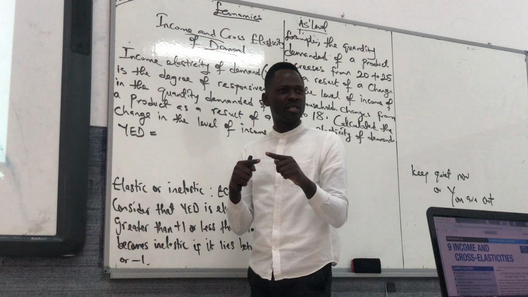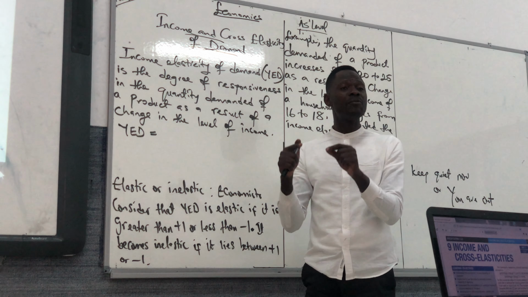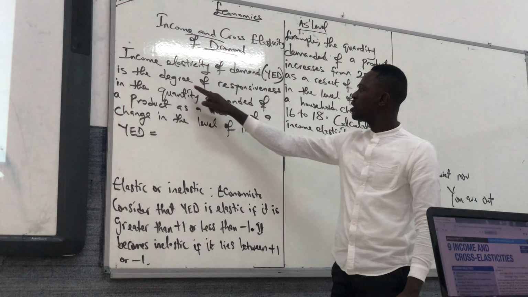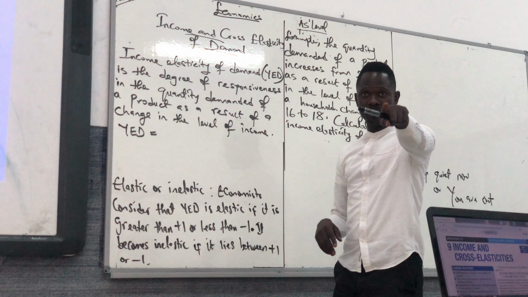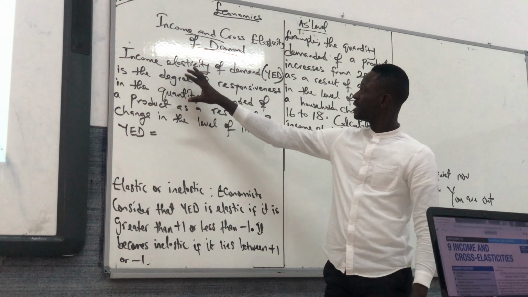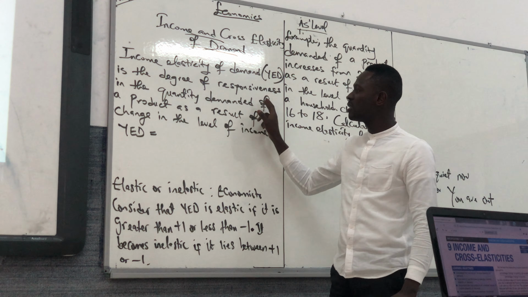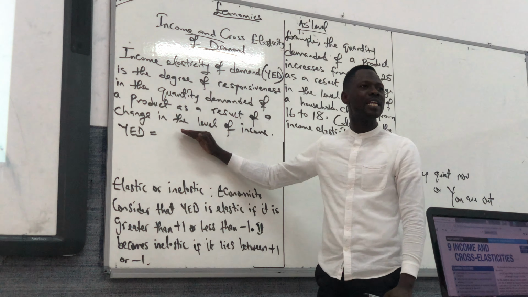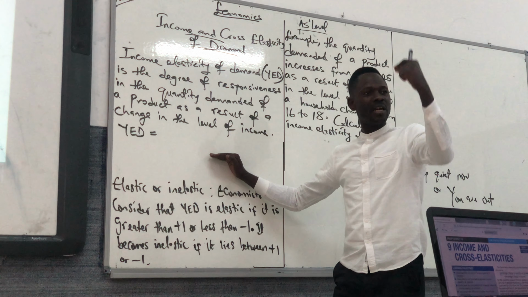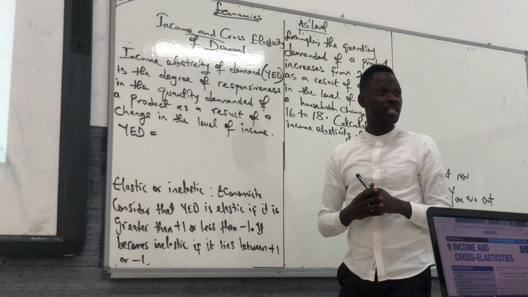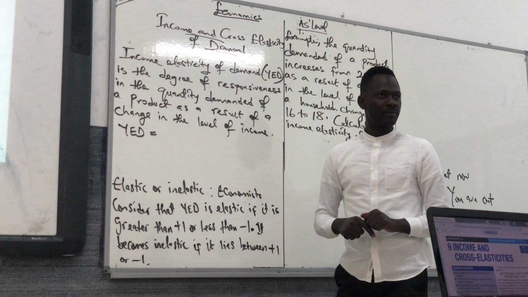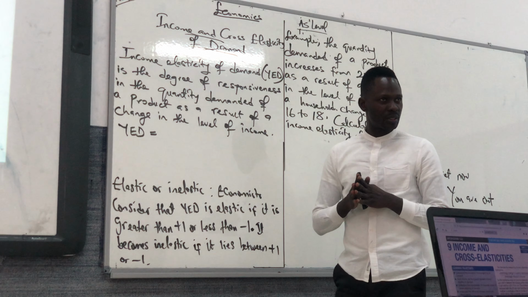How we respond to a change in the level of income is what we call income elasticity of demand. It is the degree of responsiveness in the quantity demanded of the product as a result of a change in the level of income. We will not talk about quantity before talking about the level of income. Our income changes, and as a result, we start buying or stop buying. Do you have any question about this?